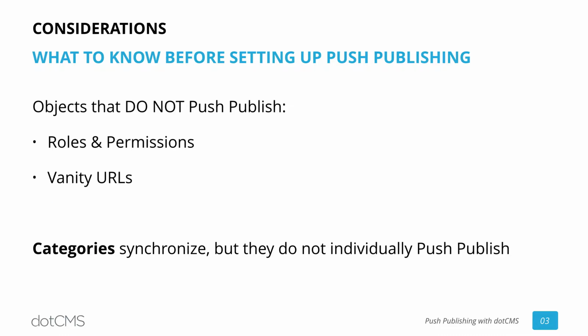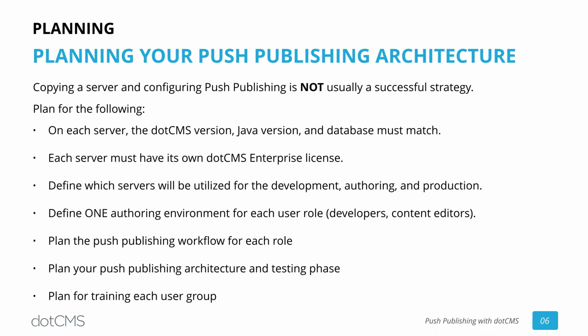That push publishing documentation explains that neither roles, permissions, nor vanity URLs can be push published. Category taxonomies applied to dotCMS content types can be pushed, but pushing categories is a complete synchronization of the sending server's category lists to the receiving server. It is not possible to push a single category, so these are important things to be aware of before push publishing.